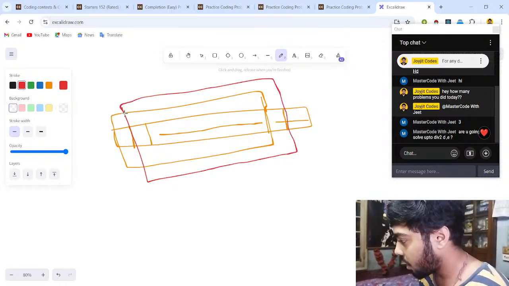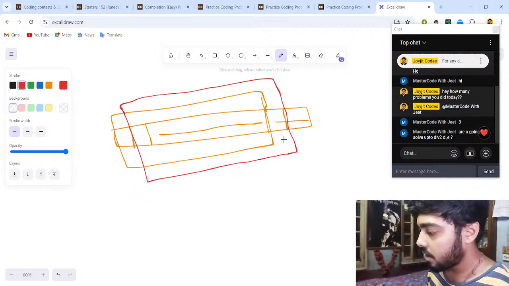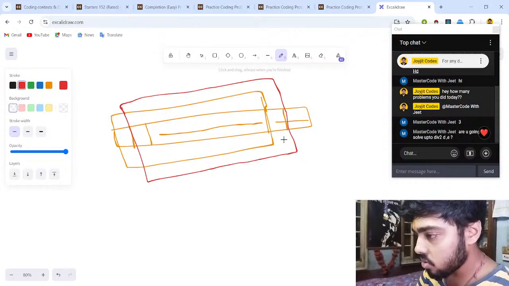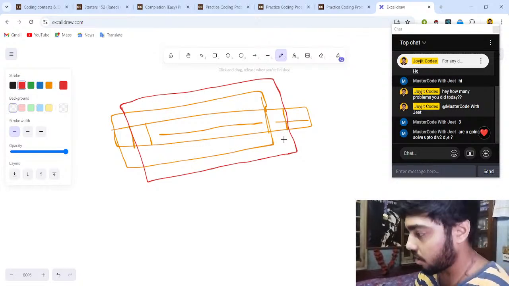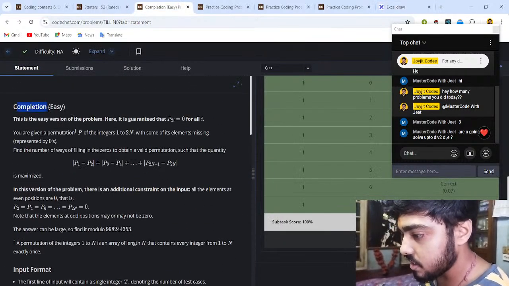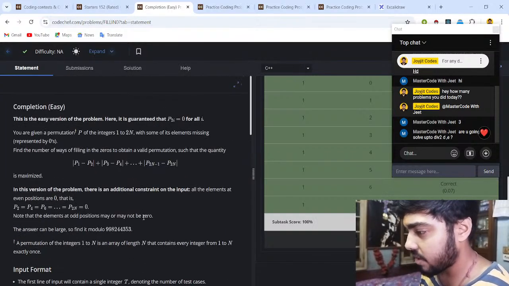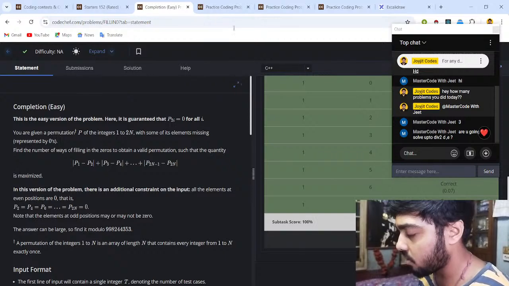Are you going to solve up to Division 2 D and E? I haven't gone through problem E, but I am going to solve till D. I think it is till D only, right? If D is this problem, this Completion Easy, then yes, I have done till Completion Easy. I also checked whether this code works for Completion Hard or not, so you don't need to worry much about it.